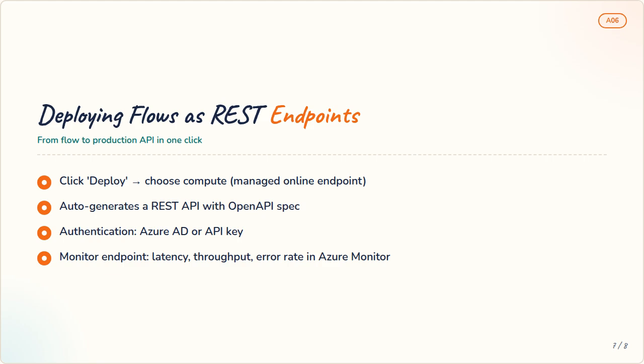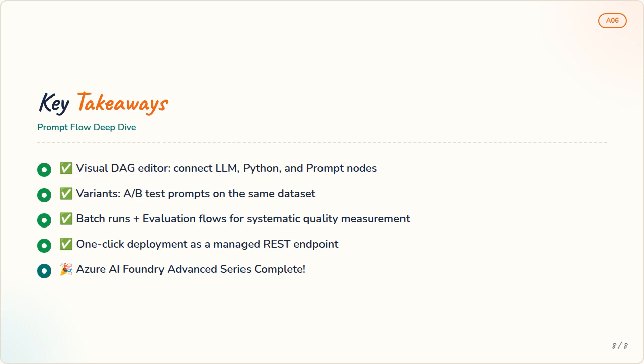To recap, use Prompt Flow's visual editor to build multi-step LLM pipelines. Use variants to A/B test prompts, run batch evaluations to measure quality, and deploy as a managed REST endpoint. That wraps up the Azure AI Foundry Advanced series.